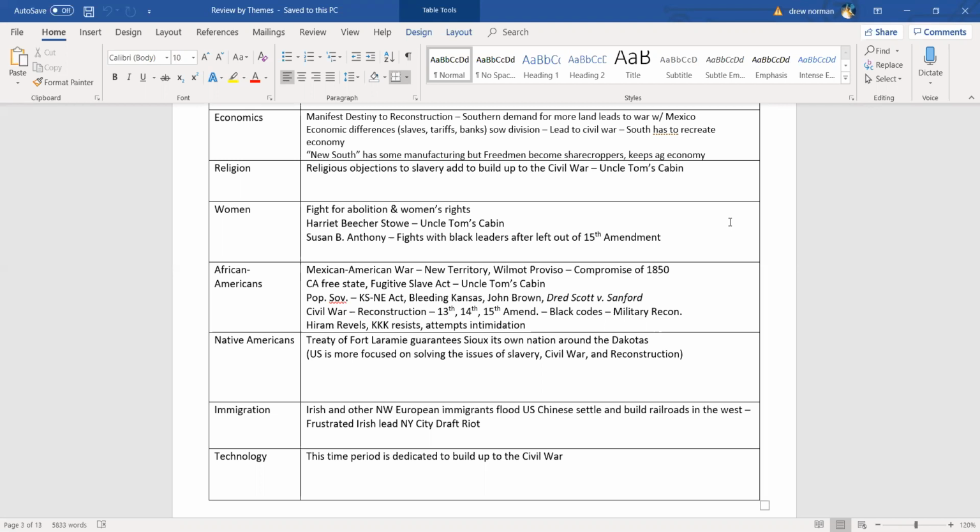I've always summarized this time period as we are dealing with our own business. So even though we have the Treaty of Fort Laramie guaranteeing the Sioux their own nation around the Dakotas, the U.S. is far more focused on solving its own issues of slavery, the Civil War, and Reconstruction. It's no surprise that when Reconstruction ends, that is when the Plains Wars begin and end by 1890, and we round up Native Americans. But during this time period, this is much more about us settling our own business with slavery, whereas the Native Americans were kind of an afterthought that we would deal with when we were done.